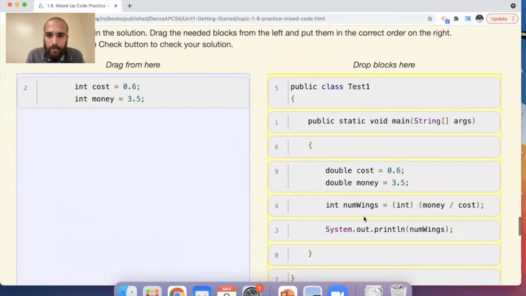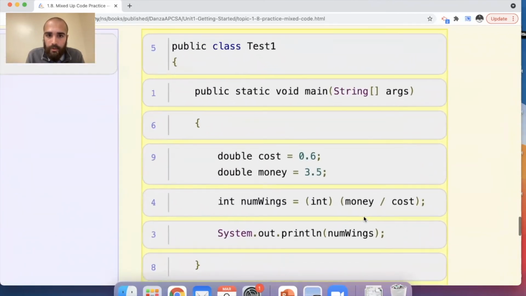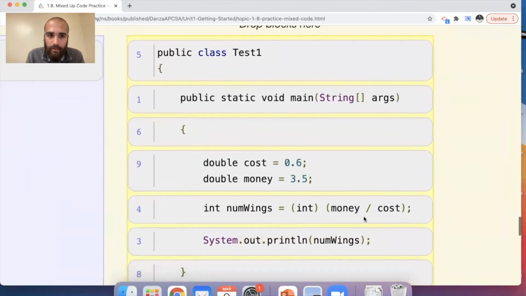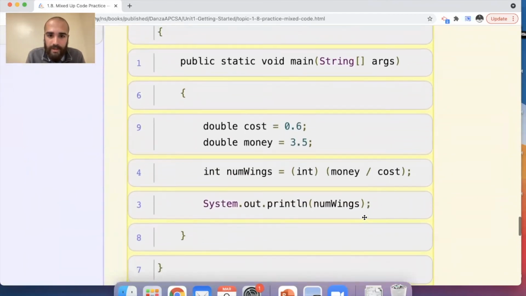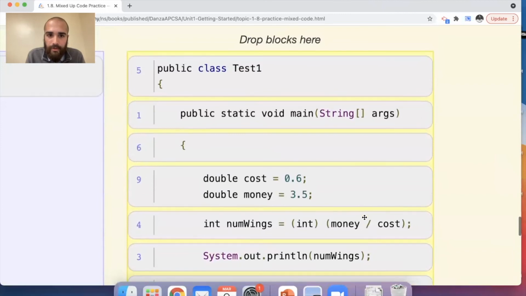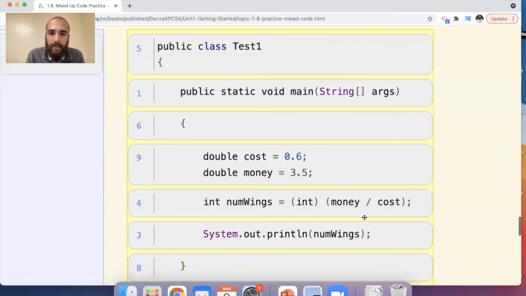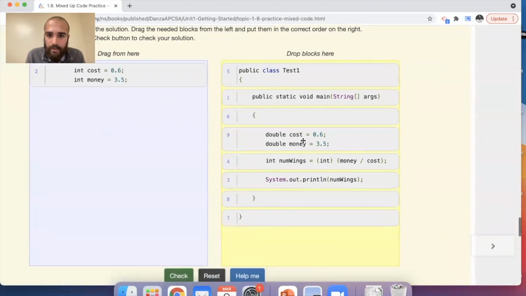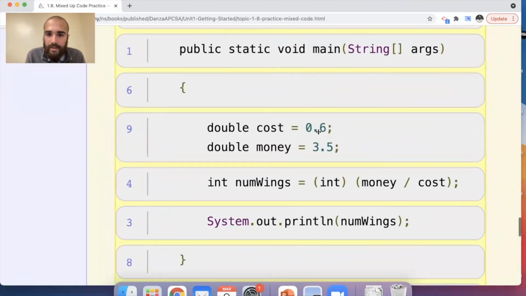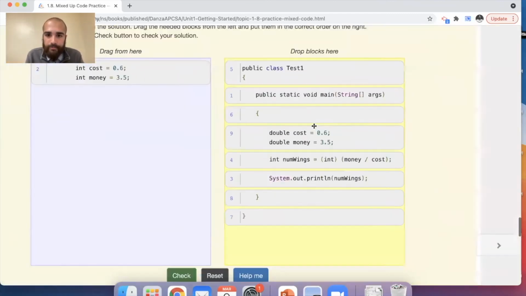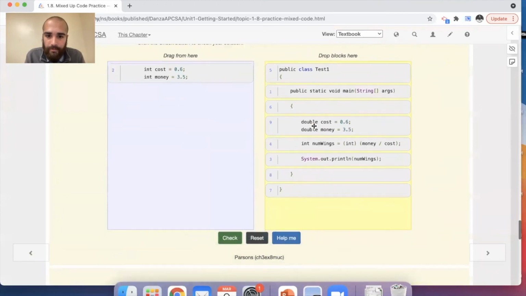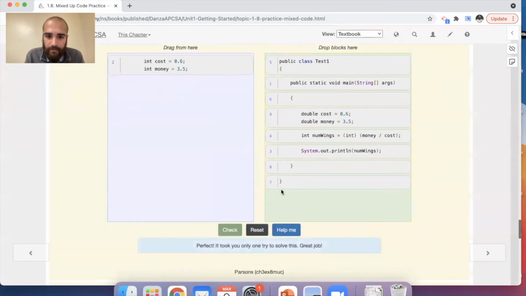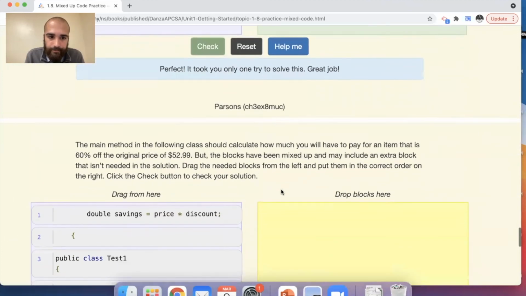All right. So once again, this is what it should look like. You have your class. You have your main method. You have your money, how much it costs. Now, notice that instead of 60 cents, they put 0.6. Same thing, that's fine. Same as 350. Let's check it. Looks like I got it right.